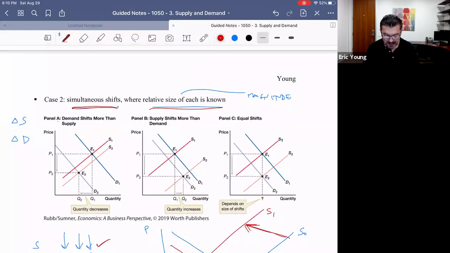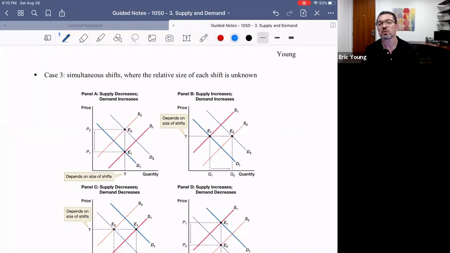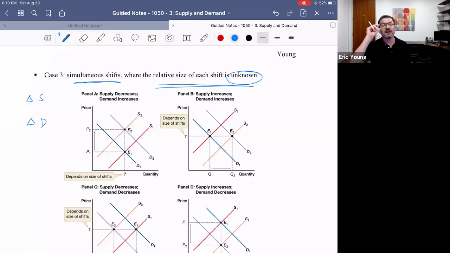Okay, now let's jump into our final case. And this one is a bit trickier, and it's going to require you to really think, because in this case, we're talking about simultaneous shifts. So we're still going to have a change in supply and a change in demand. But in this case, the magnitude is unknown. And here's why these are a little bit trickier.